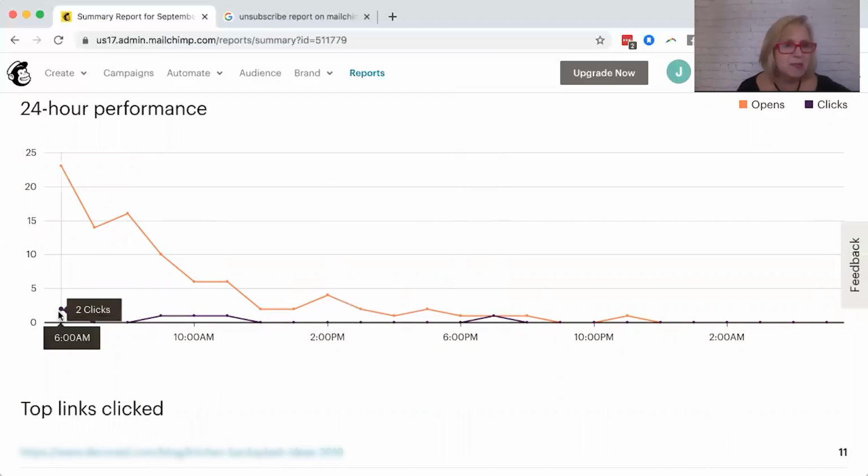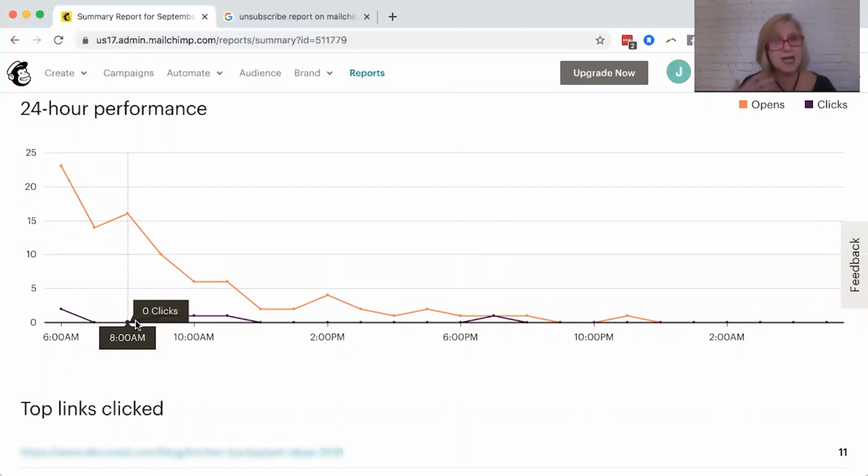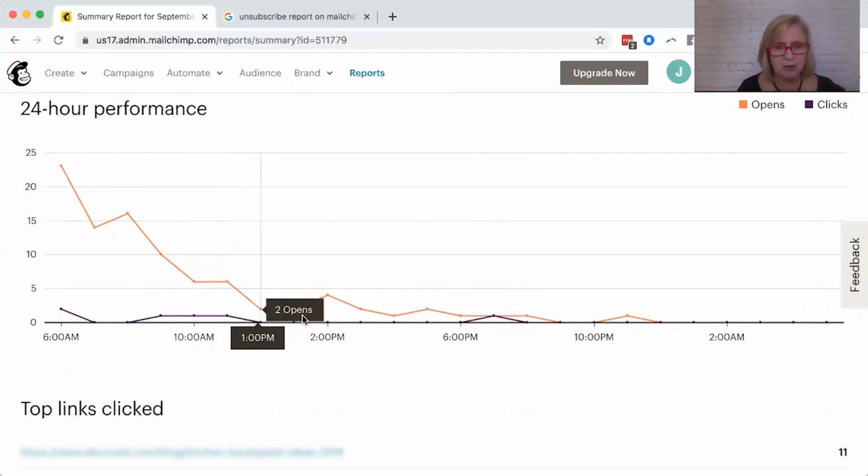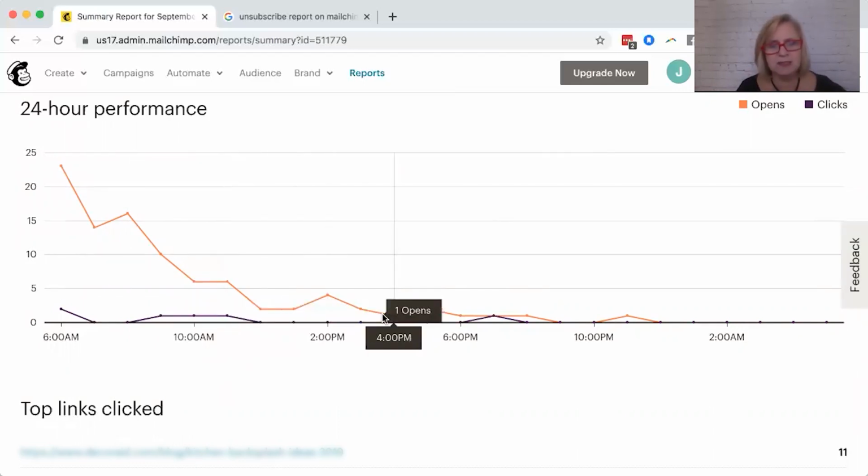So this one went out at 6. So the majority of people opened it right away. And then it went down at 7, but it went back up at 8. So you could test when you send your email out. You might try sending it at 8. Maybe that's a better time on this particular day. And then naturally, this number is going to go down over time as things progress.